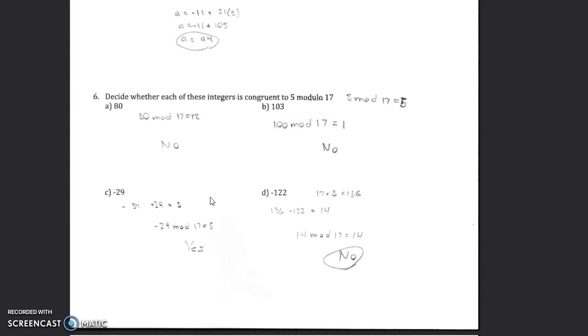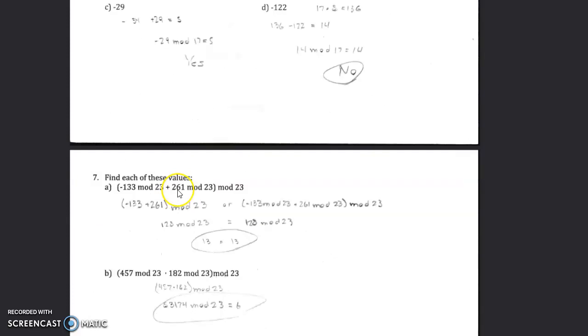Negative 122. I found what number is closest, but greater than negative 122 using our mod number. So 17 times 8 is 136. 136 minus 122 is 14. Is 14 mod 17 equal to 5 mod 17? Not at all. It's not true. 14 mod 17 is equal to 14, which is not equal to 5.